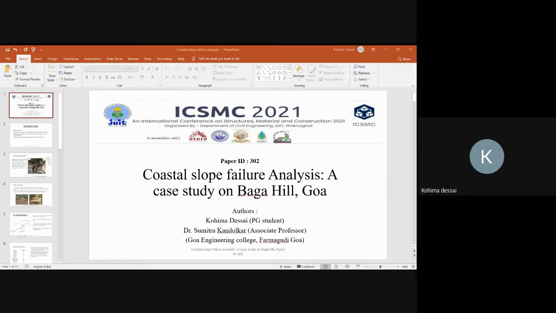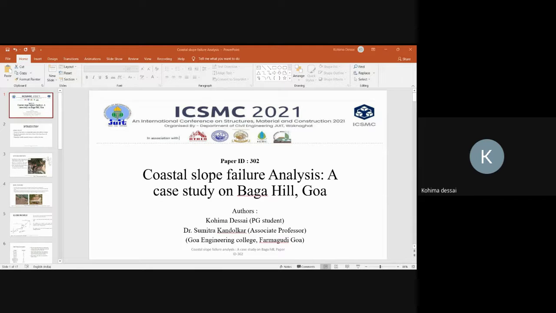So the aim of our study was to numerically analyze the stability of the slope using the limit equilibrium method based software, namely GeoStudio 2018, to identify the parameters which led to the slope failure along with the retaining wall, which was built to support the slope, and to suggest some remedial measures to stabilize the slope. We have considered the Baga Hill as our site for the study, a coastal slope popularly known as the Baga Hill.